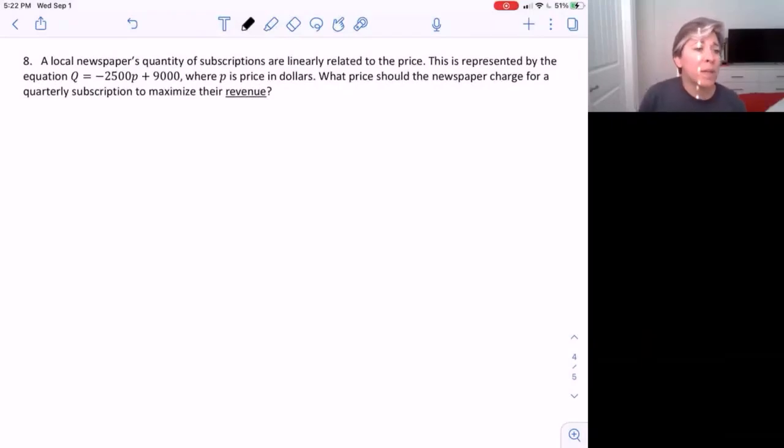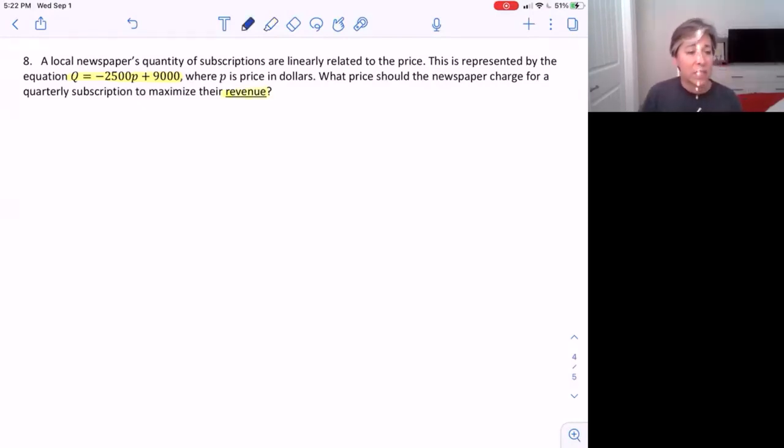The next problem says a local newspaper's quantity of subscriptions is linearly related to the price. This is represented by the equation Q equals negative 2,500 P plus 9,000, where P is the price in dollars. They want to know what price the newspaper should charge for a quarterly subscription to maximize their revenue.